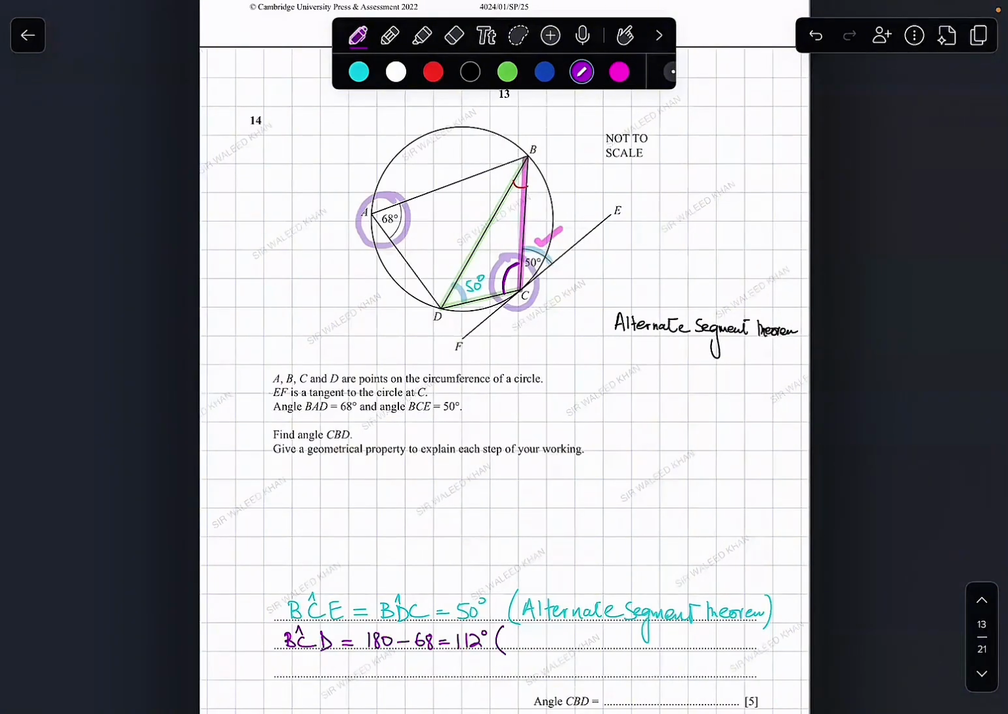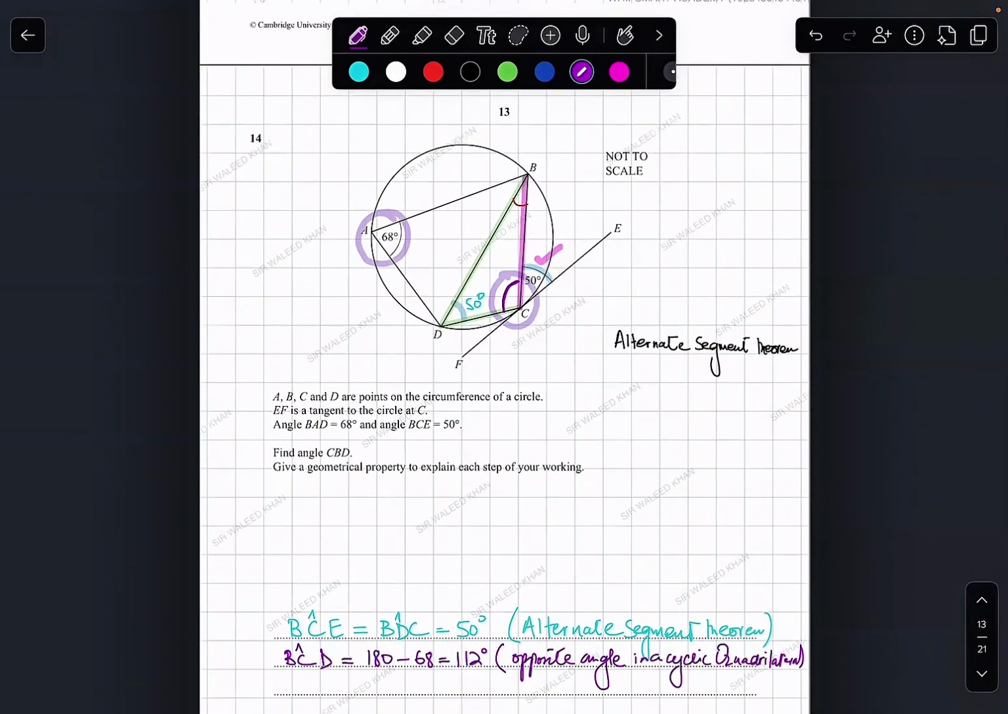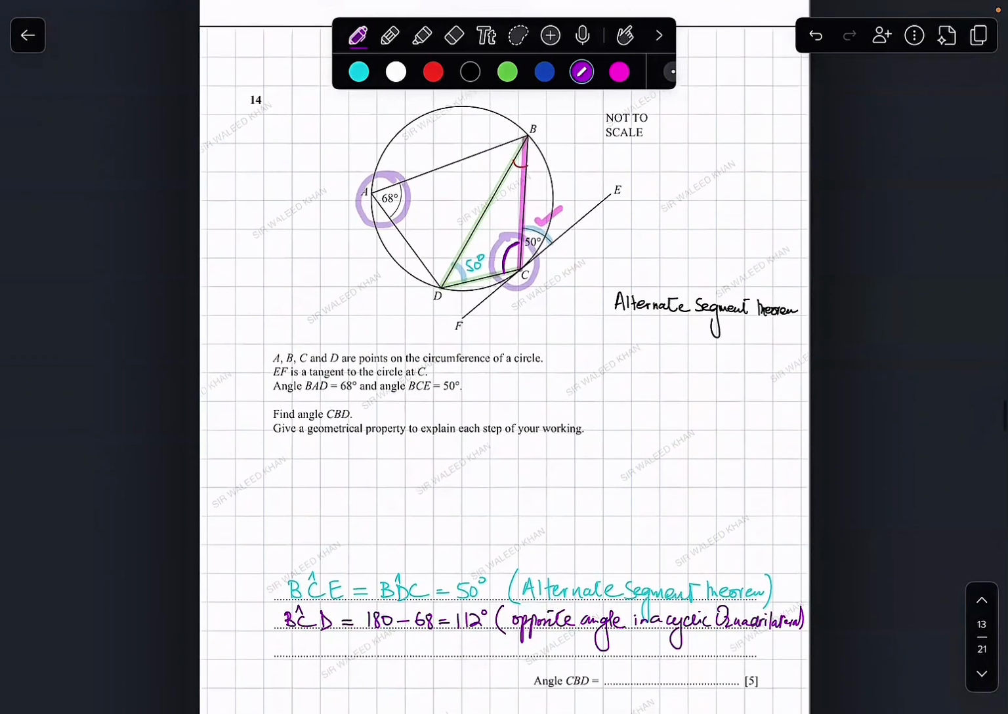And why? What is the reason? Opposite angles in a cyclic quadrilateral. It's a 5-mark question, Vijay. Proper statements. Opposite angles in a cyclic quadrilateral. And last one, CBD. You can easily work it out.